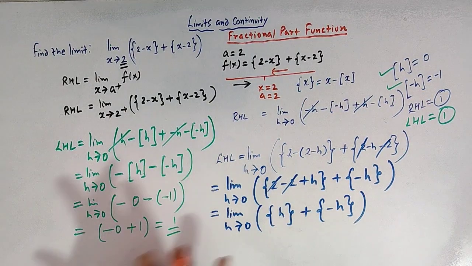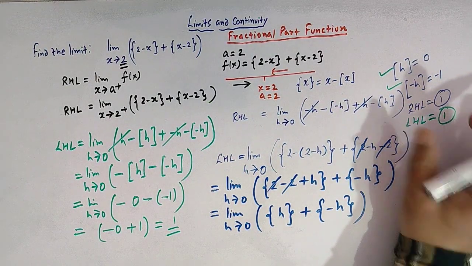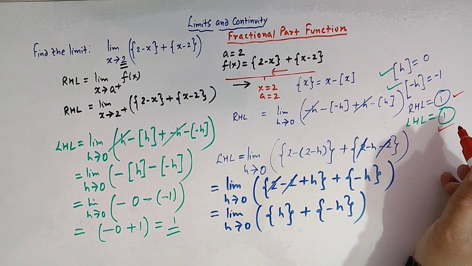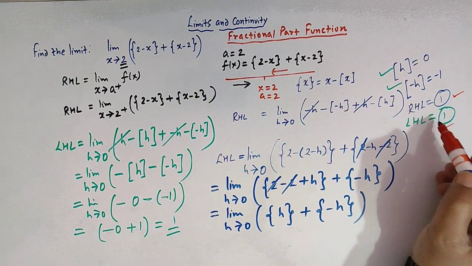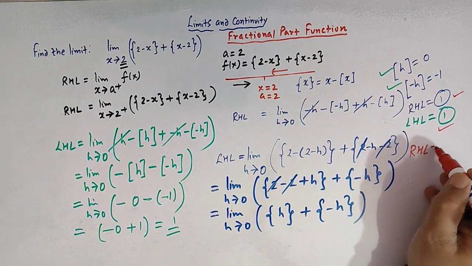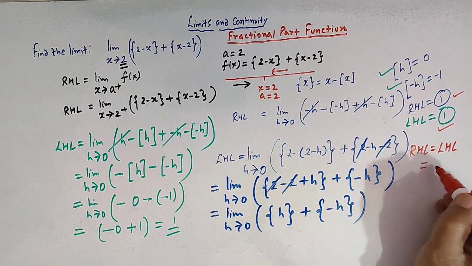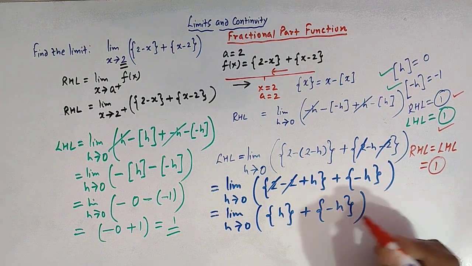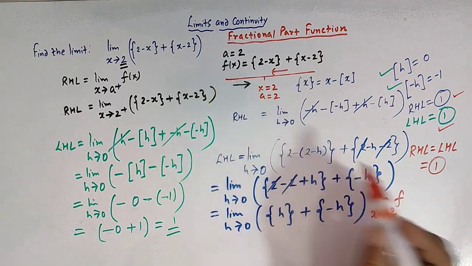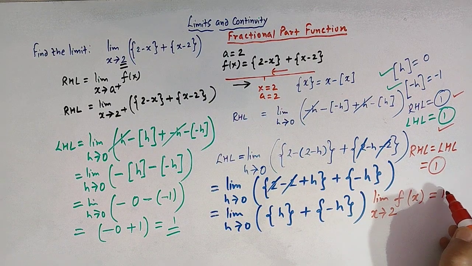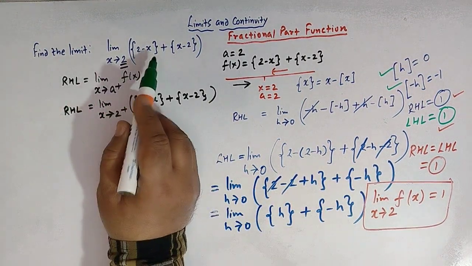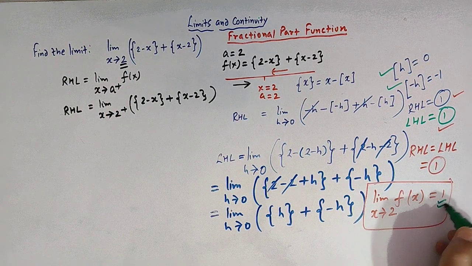So viewers, from this discussion, we have arrived at this conclusion that the right hand limit is finite and the left hand limit is also finite, right? And both the limits exist when x tends to 2, right? And moreover, the right hand limit is equal to the left hand limit, and both the limits are equal to 1. So we can safely claim that limit x tends to 2 of this function f of x is equal to 1, right? So the limit of this function when x tends to 2 is equal to 1, right?